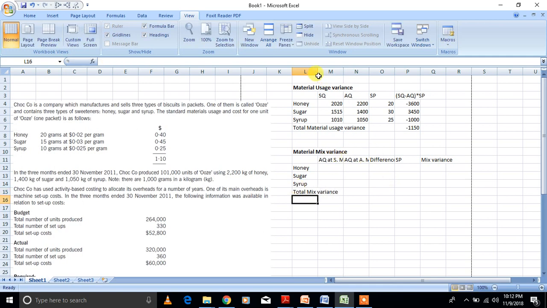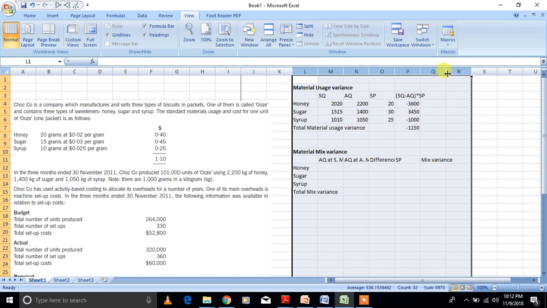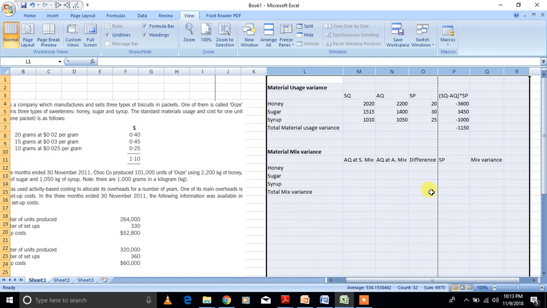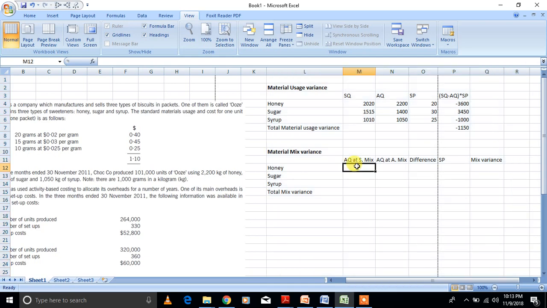The spaces you want to adjust, select all these columns, double click on one of those column borders, and the columns will get adjusted automatically. Actual quantity at actual mix, you already have it here, guys. This is the actual quantity at actual mix, so I can directly connect it there. I don't have to retype it again. Just drag it. So those three comes.